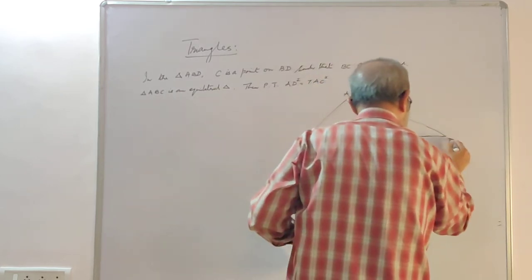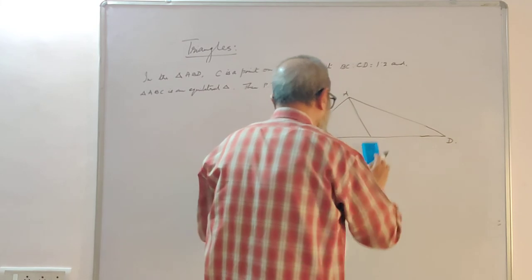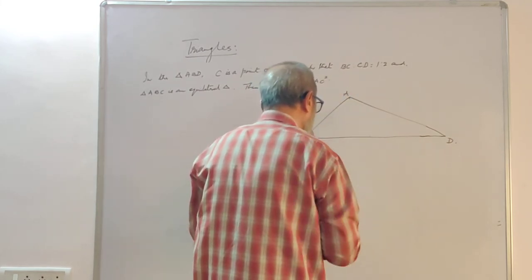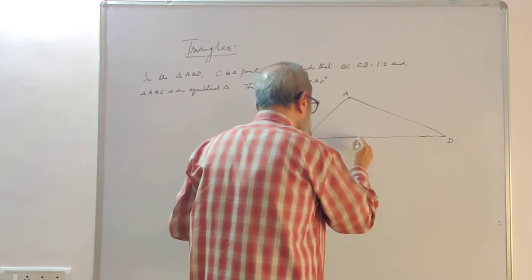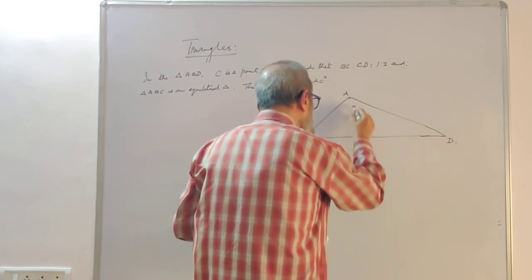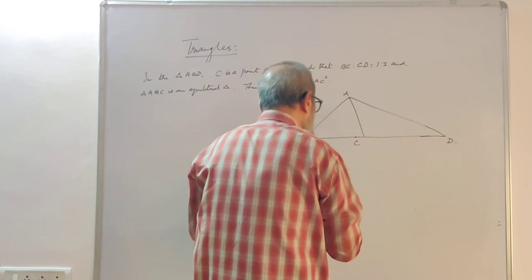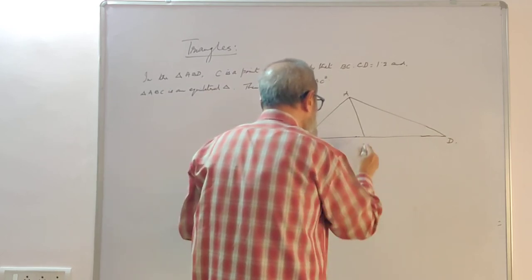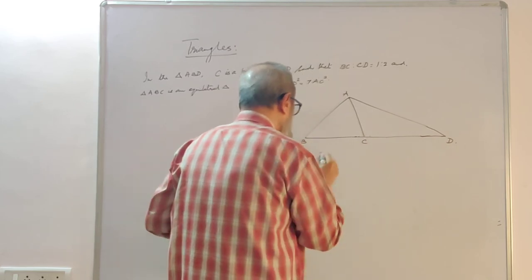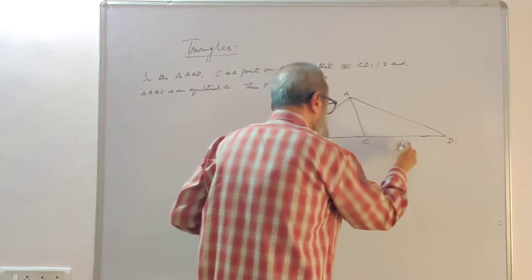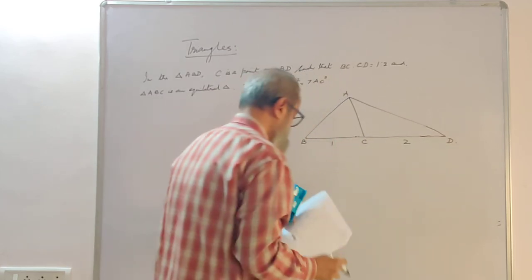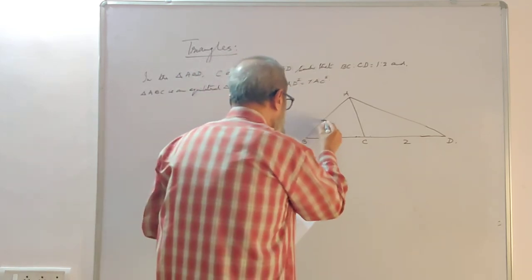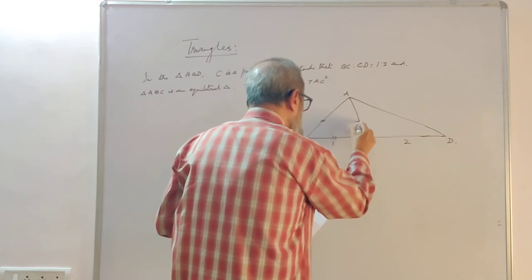This is ABD. Now C is on this side, on B. This is C. Now BC is to CD is 1:2, BC is to CD is 1:2, and these three sides are equal.